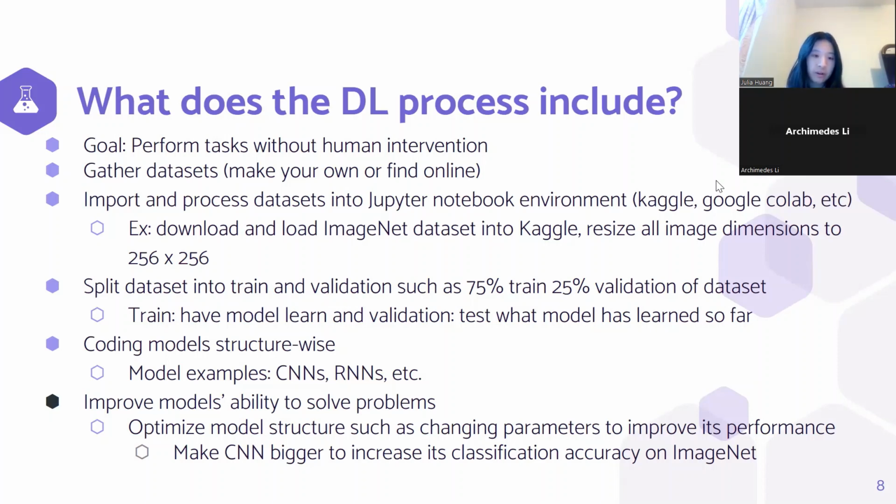For the very last step, after we train these models, we can then optimize the models, such as by changing their parameters to improve their performance. For example, for a CNN, you can make the model bigger, or you can make the CNN model smaller, to increase its classification accuracy on ImageNet or any other datasets.